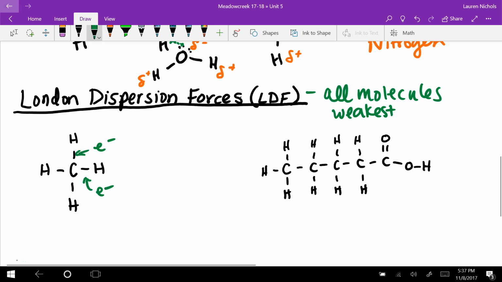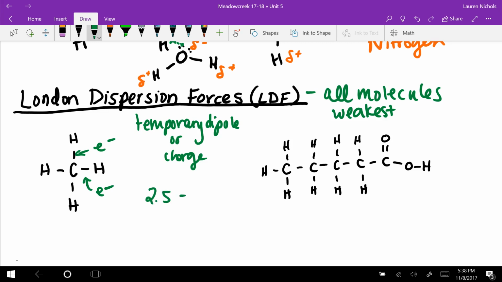they're kind of moving around and shifting, so it's going to cause a temporary dipole or temporary charge. Okay, so we talk about how oxygen is partially negative and hydrogens are partially positive because of the difference in electronegativity. But with London dispersion forces, if we look at the difference between carbon and hydrogen, carbon is 2.5, hydrogen is 2.1, you get 0.4. That's very close to being completely nonpolar. And so the difference between those is not going to be that great, but electrons are always moving, so it's kind of going to shift.